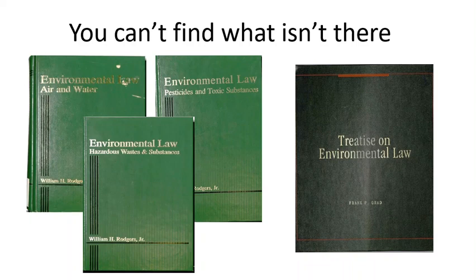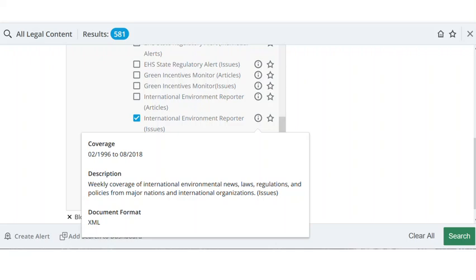Many primary legal materials are available on free websites as well as on subscription databases, but many secondary sources are protected by copyright and may only be available on one publisher's platform. For example, Environmental Law by William H. Rogers is on Westlaw, while the Treatise on Environmental Law by Frank P. Grad is on LexisNexis. Additionally, some databases have date-limited content.